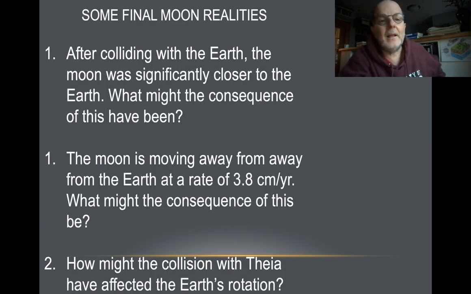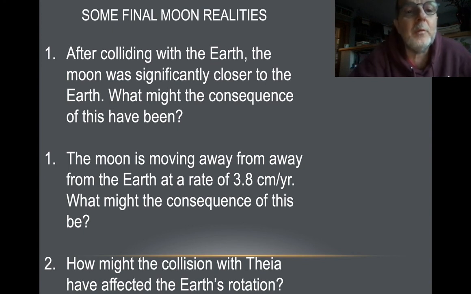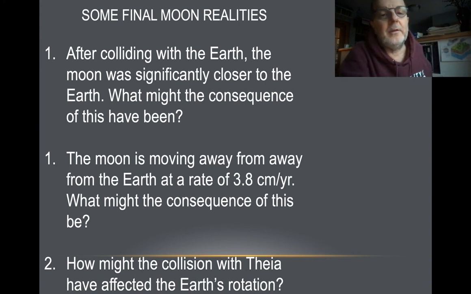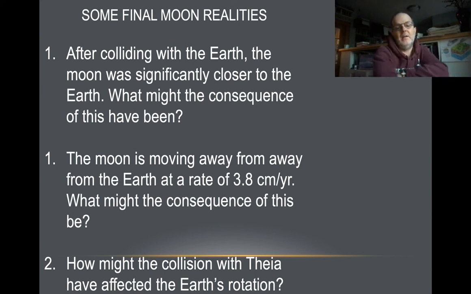Some final moon realities. After colliding with the Earth, the moon was significantly closer to the Earth. What might the consequence of this have been? The moon is moving away from the Earth right now at a rate of 3.8 centimeters per year. What might the consequence of this be? And how might the collision with Theia have affected the Earth's rotation?